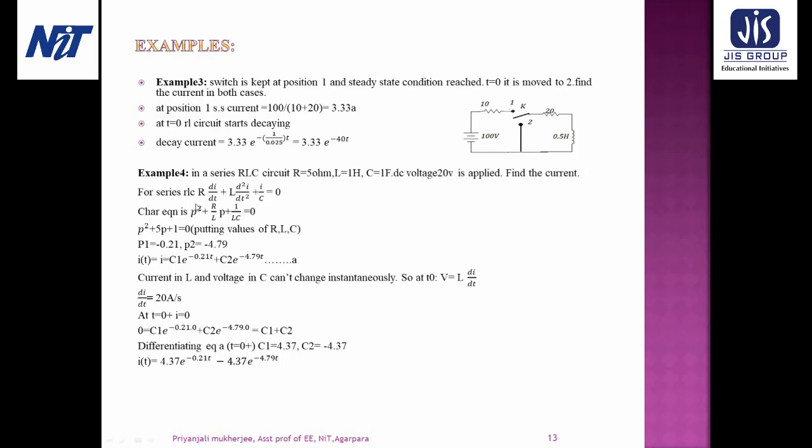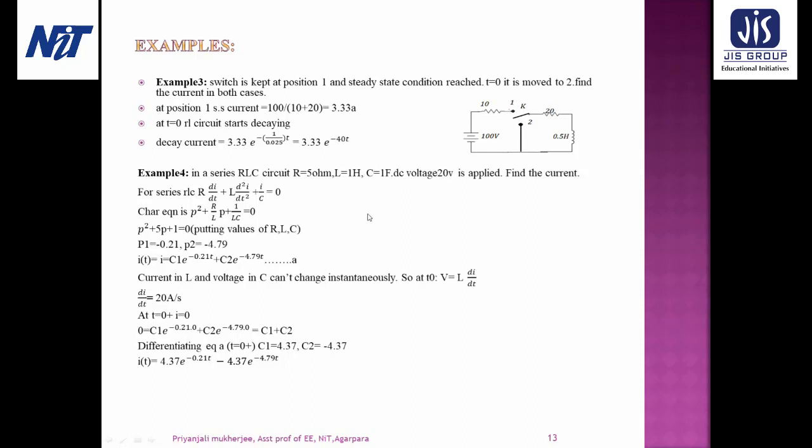Now for the series RLC circuit, the voltage equation becomes R di by dt plus L d square i by dt square plus i by C equal to 0. And from this equation, we have learned the characteristic equation becomes p square plus R by L into p plus 1 by LC equal to 0. Putting the values of R, L, C given over here, we get p1 and p2 as minus 0.21 and minus 4.79. So the i equation is C1 e to the power minus 0.21 t plus C2 into e to the power minus 4.79 t.